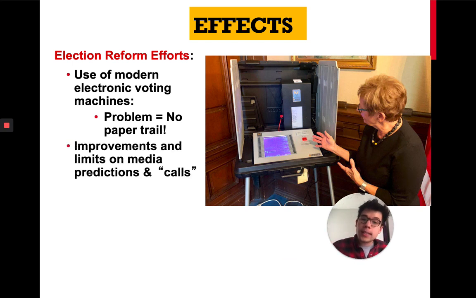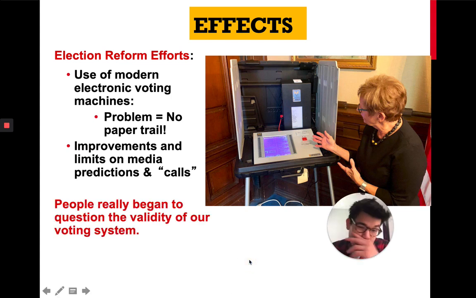We also begin to see some improvements and limits on how the news predicts the winner of an election, right? It used to be that the media would just make a call and people were concerned that could influence elections. Now we see the media being a little bit more careful of making those calls, especially if you're CNN, as we saw in that clip, you made a call that one person's going to be president, and then a couple hours later, you're like, wait, a different guy is president, right?